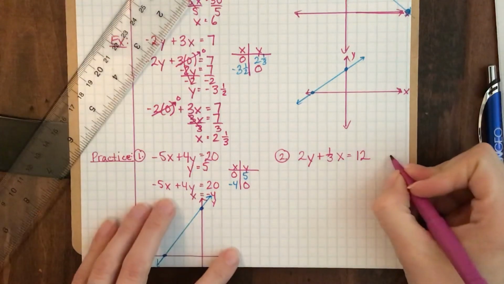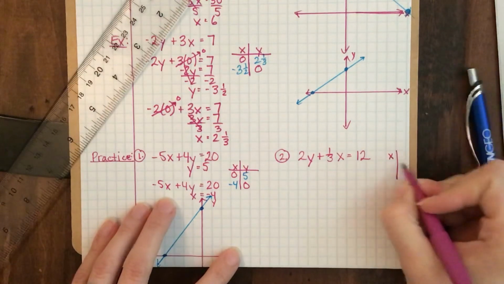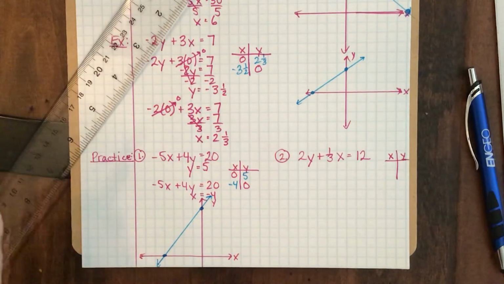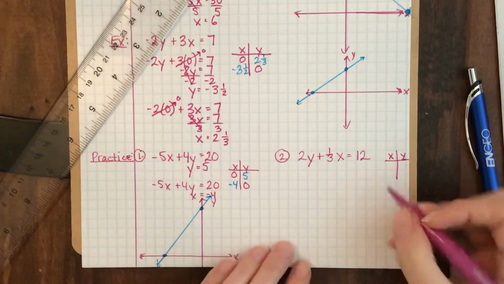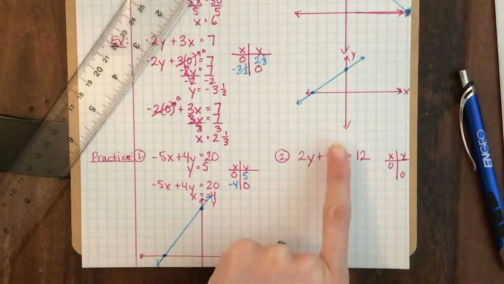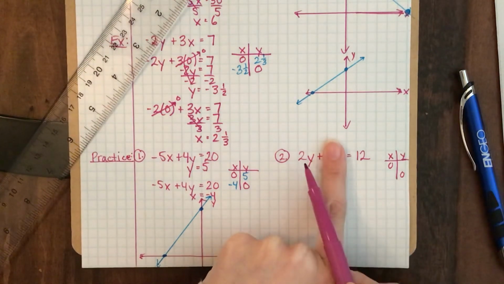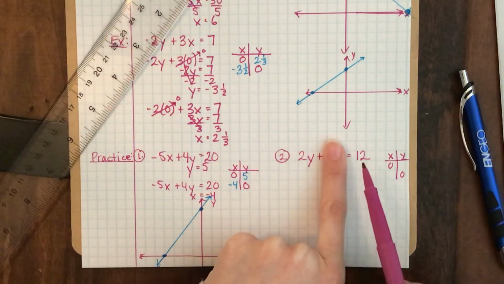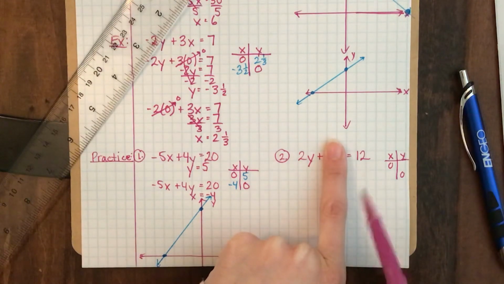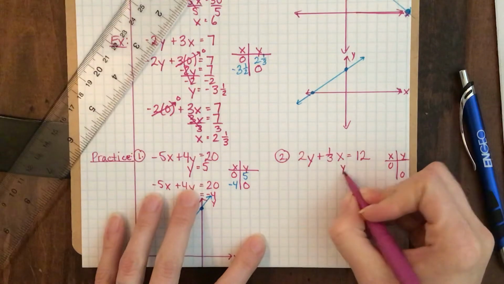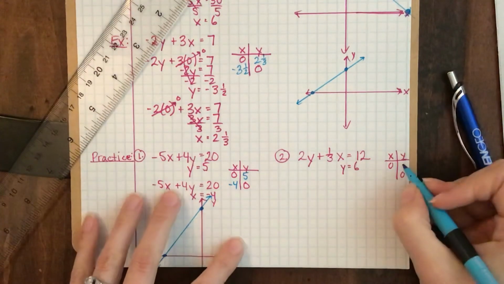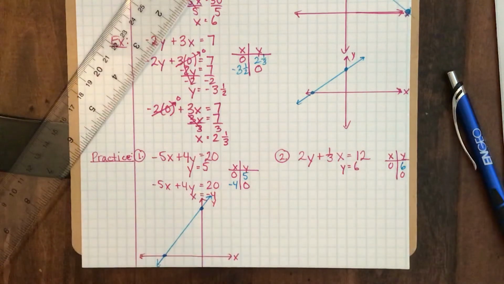I'm going to create a little XY chart to keep track of my intercepts. Now, if I were to plug in 0 for x, this whole term would go away. And I would have 2y is equal to 12. So I divide both sides by 2, and I would find that y is equal to 6. So I can plug in 6 for my y-intercept.